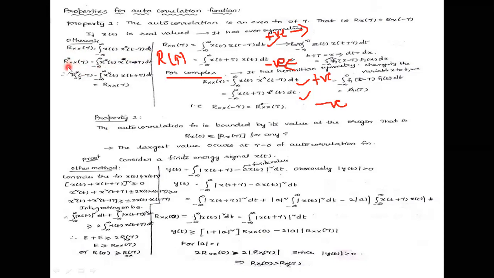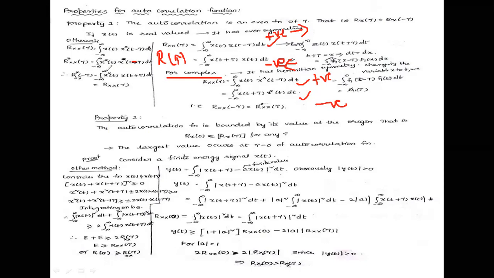The complex conjugate means Rxx of tau whole star is equal to, see, already I kept the complex conjugate for x star of t minus tau. Now it becomes x of t minus tau and x star of t dt. Here it is a minus only, my dear students: t minus tau. In all the changes, x of t becomes x star, and x star of t minus tau becomes x. Therefore, change to the negative values of tau: replace tau with minus tau.